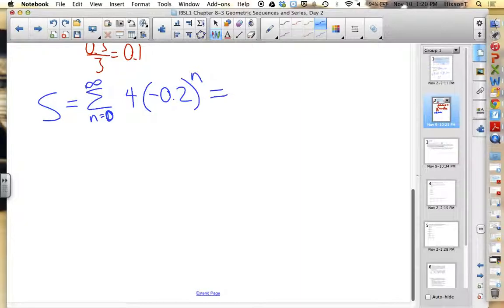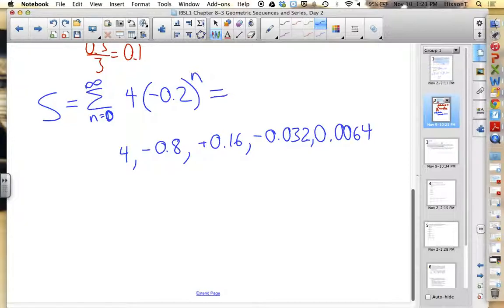Now this one's interesting. If you look at the terms of this sequence, one's going to be positive, one's going to be negative, then positive, then negative, then positive, then negative. We would have 4, and then 4 times negative 0.2 is going to be negative 0.8. And then times negative 0.2 again would be a positive 0.16. And then a negative 0.032, and then a positive 0.0064, and so on.